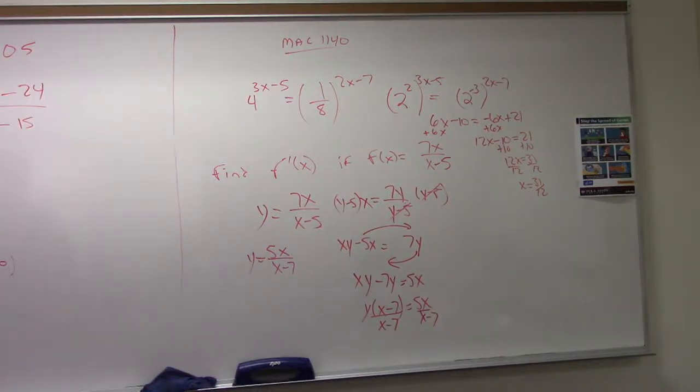Would it be wrong if we just put 5x over x minus 7 without the y? Oh, well, you should have put f inverse of x then. Yeah, but I wouldn't mark it wrong. Plus it's multiple choice, you just pick the right one. Awesome, good. All right. We good?